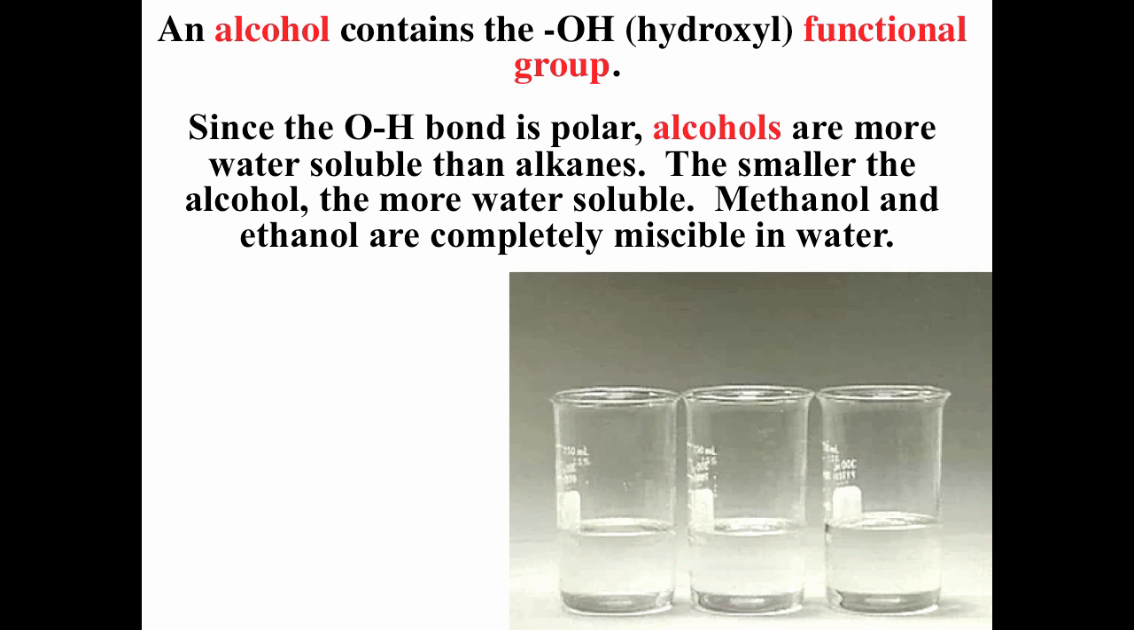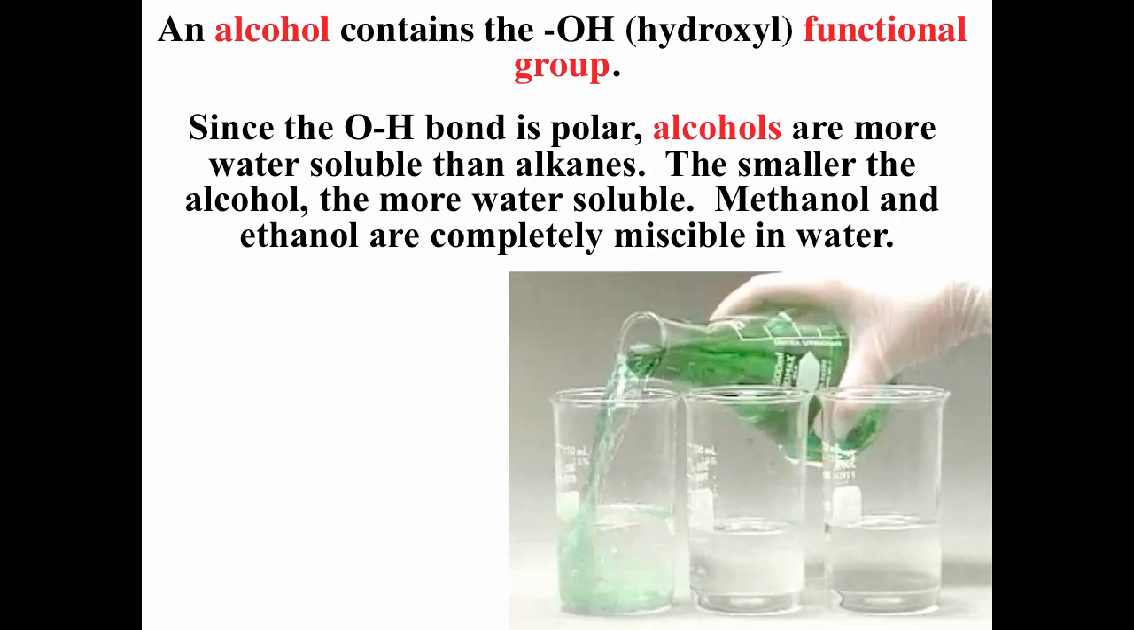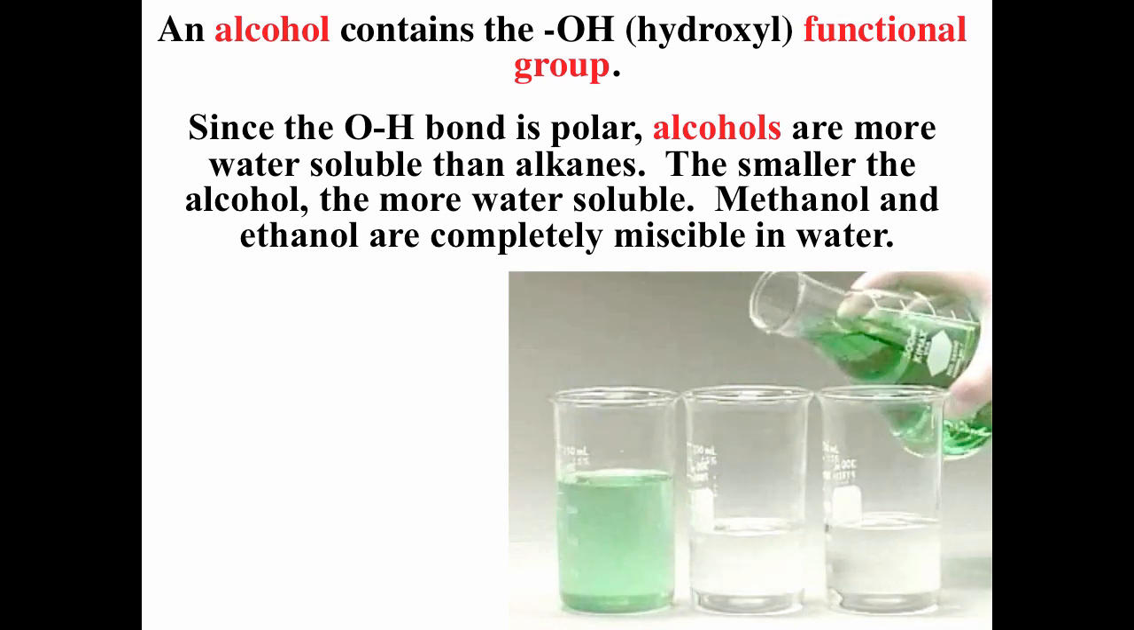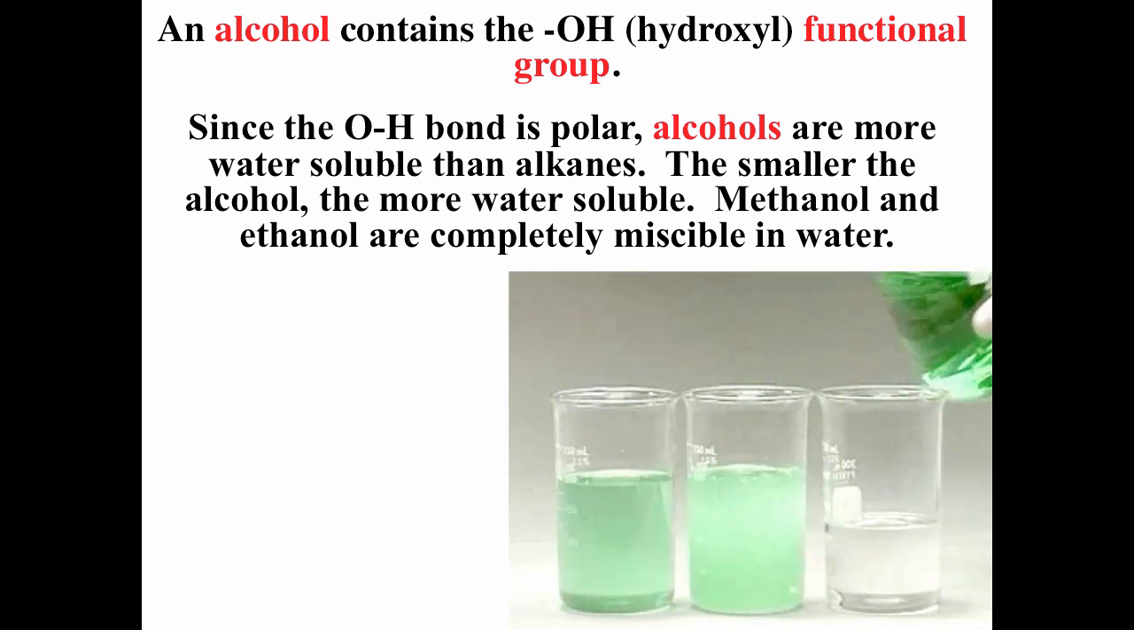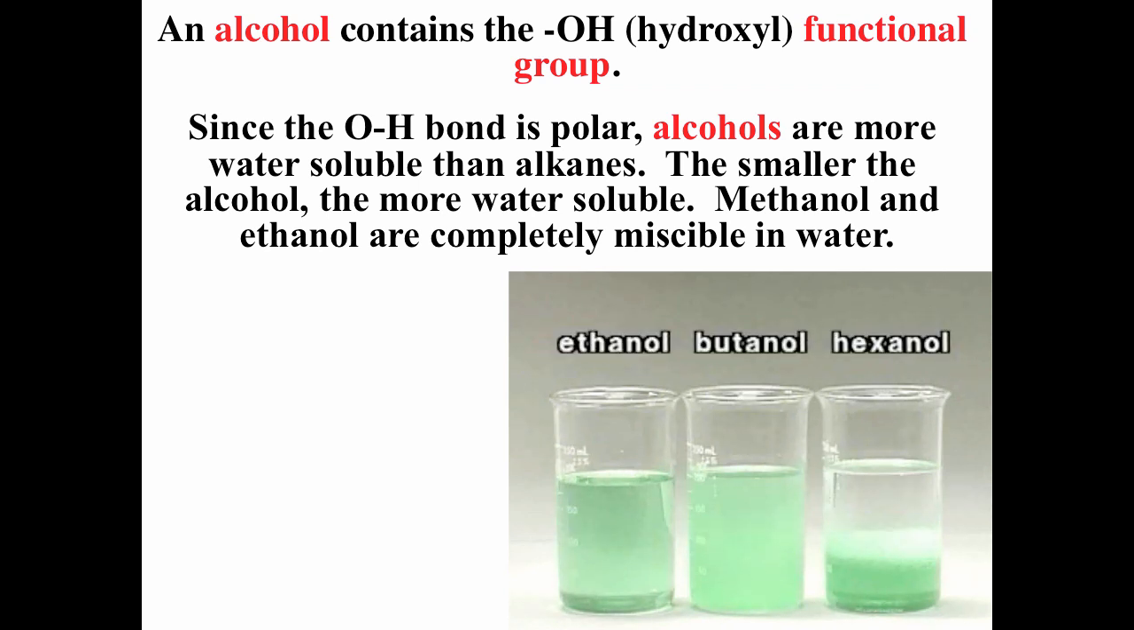And so it's kind of interesting. Alcohols contain OH, and so the OH part looks like water. And so short-chain alcohols are actually miscible in water, but long-chain alcohols are not miscible in water. Colored water is added to ethanol, butanol, and hexanol. Water is miscible in ethanol, but not in butanol and hexanol. Butanol has a shorter carbon chain and is less hydrophobic than hexanol. This causes butanol and water to separate more slowly.